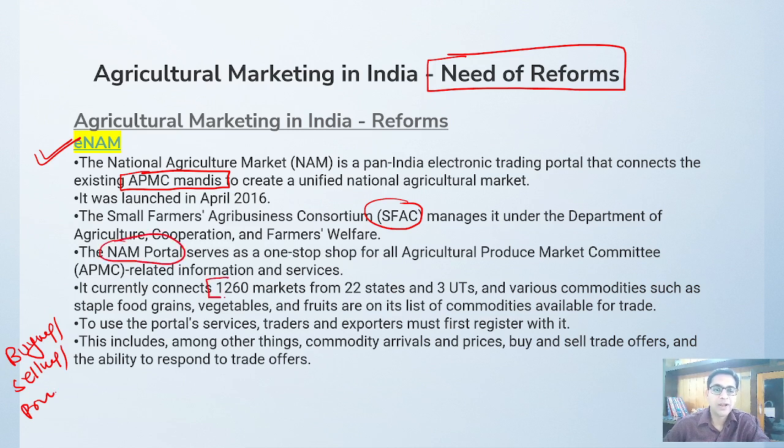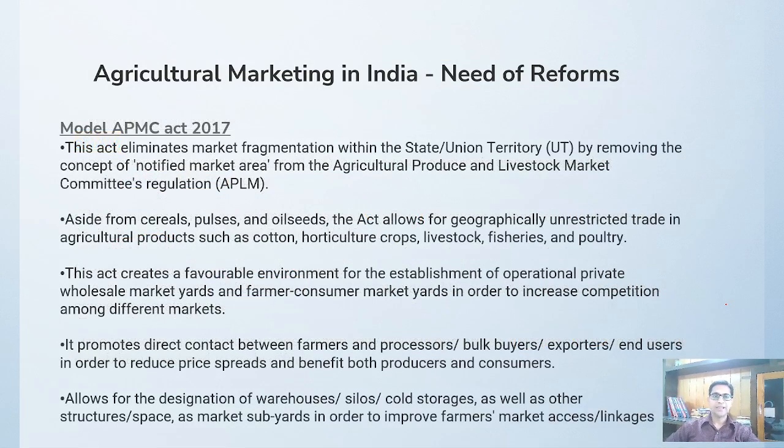So a total of 1260 markets are connected across 22 states and 3 union territories, where they get all the related information, either related to food grain, vegetables, or fruits, and other services which traders and exporters need. The commodity arrival time, commodity price, buy, sell, and trade offers will all be discussed in this ENAM portal.